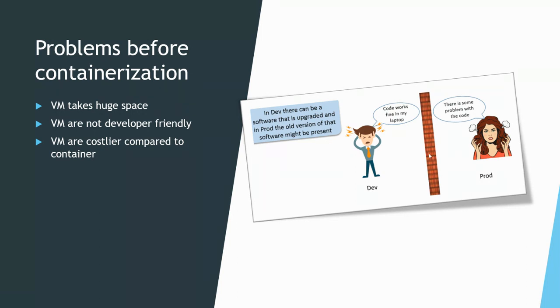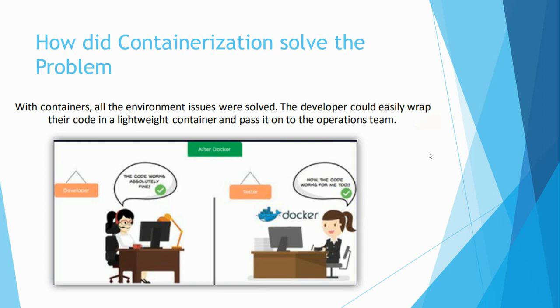Once containerization came, the developer lists out all the required libraries and packages in the Dockerfile. Once he builds the Dockerfile, it comes along with all the necessary libraries and packages and the source code, so that it can be deployed on the end server. Got it? How did containerization solve the problem? With containers, all the environment issues were solved. Environment issues means a certain thing may be working in your laptop, but it may not be working in my laptop. What is the meaning?